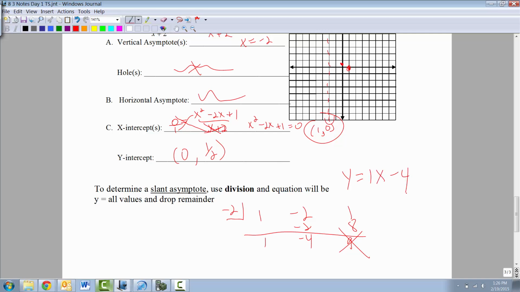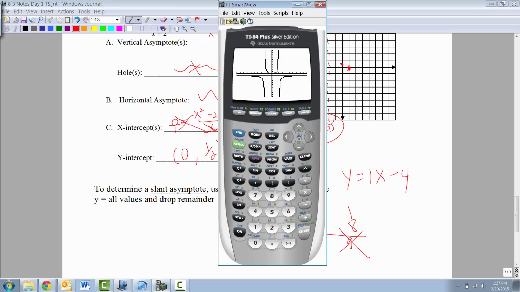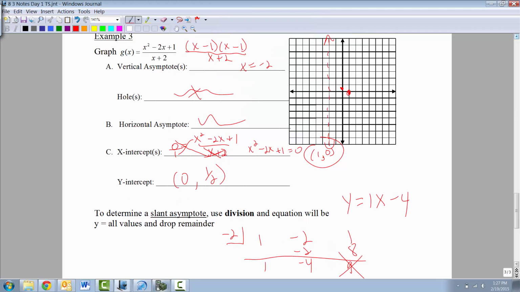Now what stinks about this is my grid is not really going to show this really well. I'll go to my graphing calculator and we'll have to make some adjustments. So watch this. In the Y1 screen, I'm going to put this graph. In the Y2 screen, I'm going to put the slant asymptote. And that's how we're going to close off at least this part of the notes.